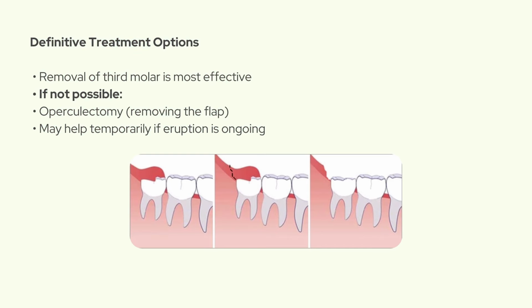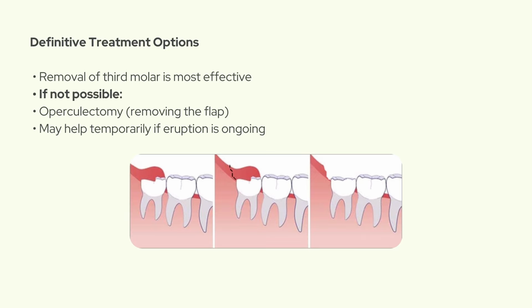But here's the thing. Just treating the symptoms isn't enough. That operculum is still there, so recurrence is super common unless you address the underlying issue. That's where surgery comes in. In most cases, removing the third molar is the most definitive solution. If you can't do that right away, another option is an operculectomy, basically cutting away that flap. It might help if the tooth is expected to erupt more, but honestly, it's not always a permanent fix if the root cause isn't handled.